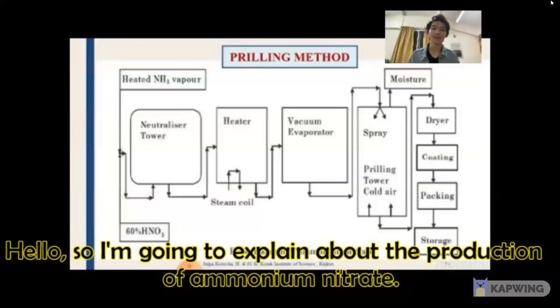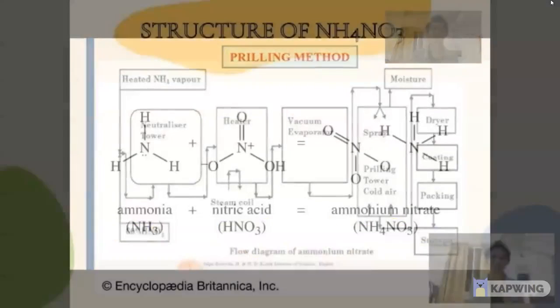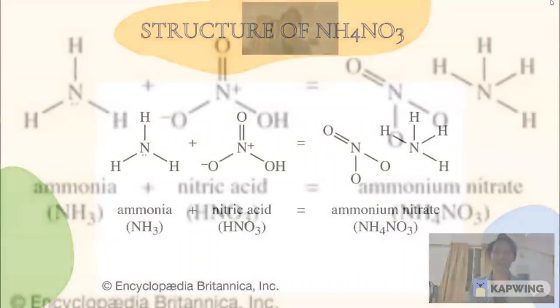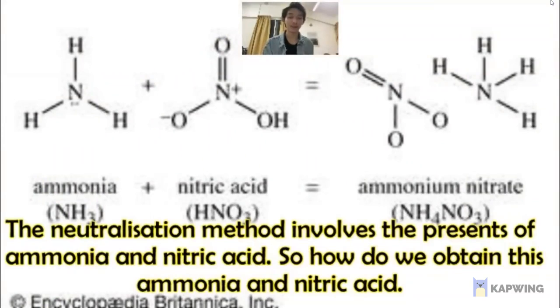Hello, so I'm going to explain the production of ammonium nitrate. There are many methods to produce ammonium nitrate, and the one that I'm going to share today is the Prilling method. So here is the chemical equation and the structure of ammonium nitrate. So the first part of the Prilling method is the neutralization method. The neutralization method involves the presence of ammonia and nitric acid.